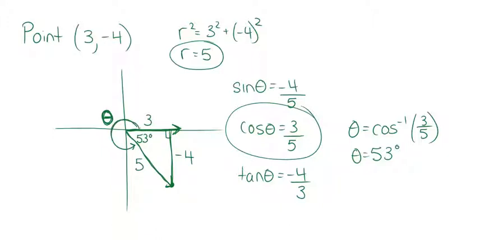So to find the actual principal angle, I'd have to do 360 minus 53. That's actually not theta. I'm going to call that beta. It's like our decoy. So 360 minus 53. So yeah, we can call that theta, which is 307 degrees.